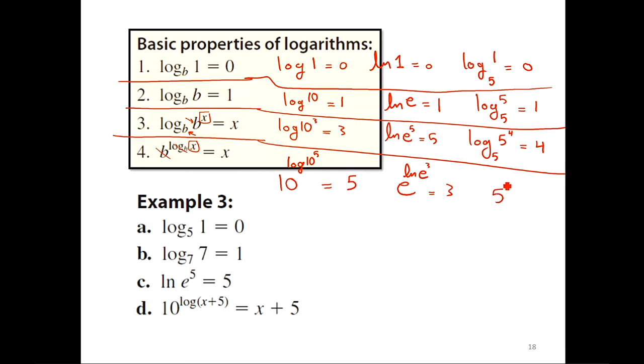Also 5 to the power log to base 5, and we have 5 to the power, for example, 6. So this is equal to 6. So 5, 3, and 6, like this. 10 removes log, so we have 5. e removes ln, so we have 3. 5 removes log 5, so we have 6.